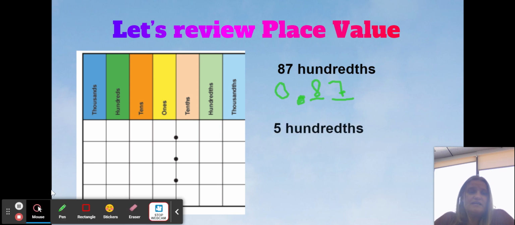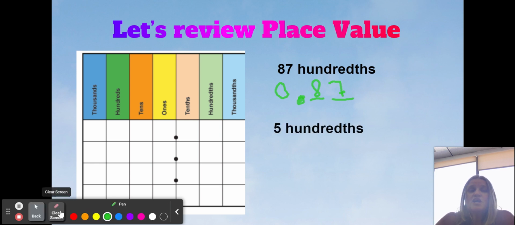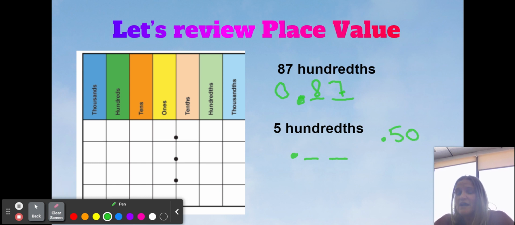Okay. Let's try 5 hundredths. So now I know hundredths has two spots after the decimal. I know my 5 needs to go in one of those. But if I write something like this, that would be more like 50 hundredths. Because remember, we read it where it ends, right? So we know the 5 has to go here. And this is how I would write 5 hundredths.